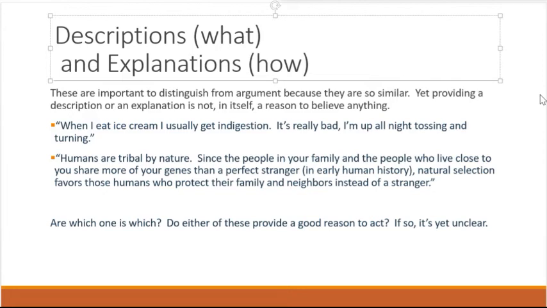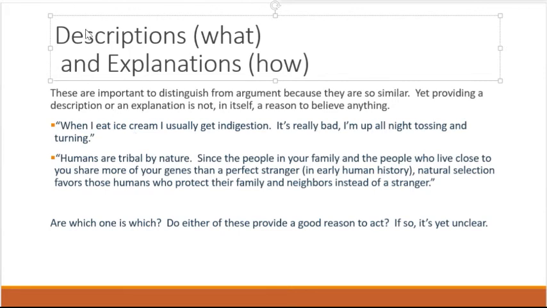So let's look at this. Here we have: when I eat ice cream, I usually get indigestion. It's really bad. I'm up all night, tossing and turning. What do you think? Is this an argument? Now, since I've got this as an example on the descriptions and explanations page, you can probably tell already that it's not an argument. I can't tell what the conclusion is. I can't tell what I'm supposed to get from this. I mean, this could be saying that I shouldn't eat ice cream, but then again, maybe I like ice cream and maybe I don't mind the indigestion. So this is ambiguous.